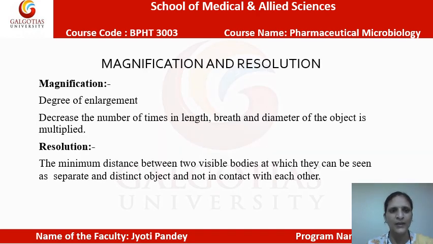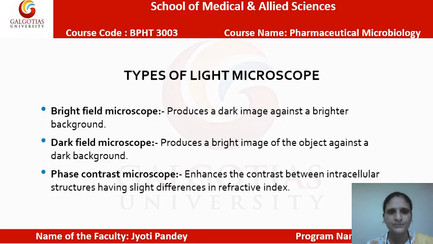Now coming to magnification. Magnification and resolution are properties of a microscope. Magnification means degree of enlargement. This indicates the number of times the length, breadth and diameter of any object is multiplied. Resolution, what is resolution? Resolution is the minimum distance between two visual bodies at which they can be seen as separate and distinct objects and not in contact with each other.